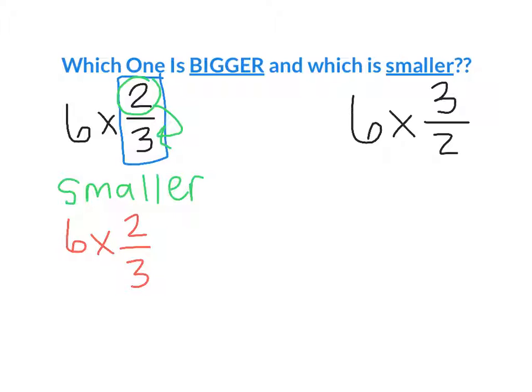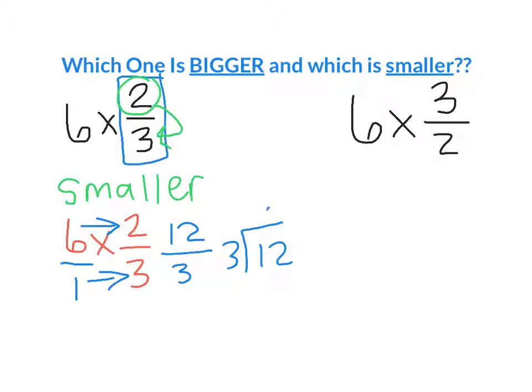Although you can see that just by looking at the fraction, let me prove to you that this is true. I can make this 6 a fraction by putting a 1 on the bottom. Now I just multiply top times top, bottom times bottom. 6 times 2 is 12. 1 times 3 is 3. And I don't leave my answers improper, so I know I have to divide. 12 divided by 3, which I know is 4. So my answer would be 4. 4 is less than the whole number I started with.